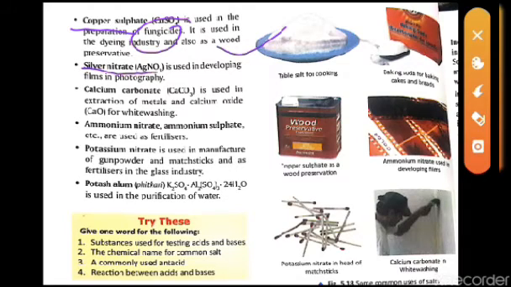AgNO3, that is silver nitrate, is used in the film industry, that means in photography. In the older time we have seen the reel. To wash this one, ammonium nitrate is used. The next one we are having is calcium carbonate. What is this calcium carbonate used for? For whitewashing.